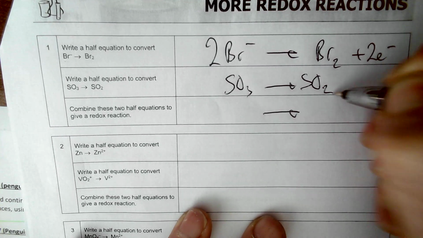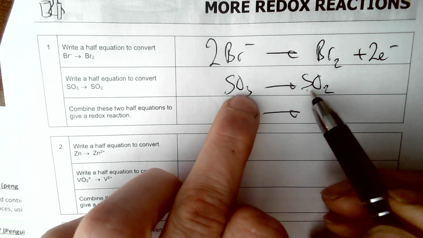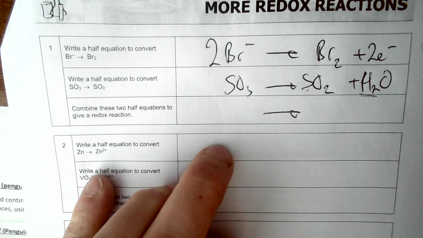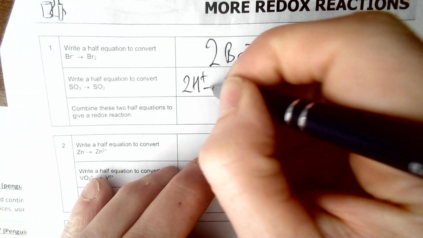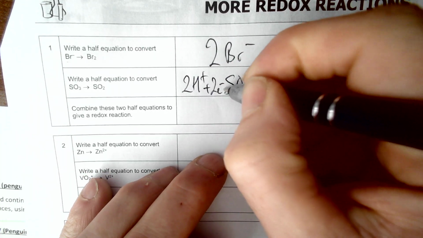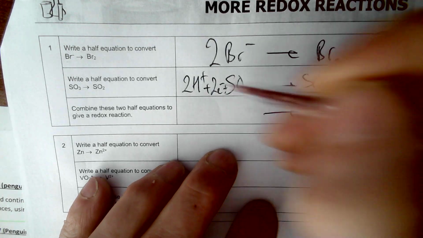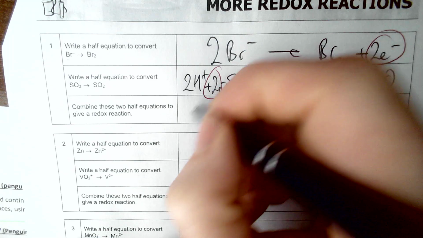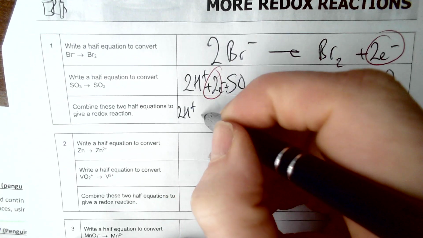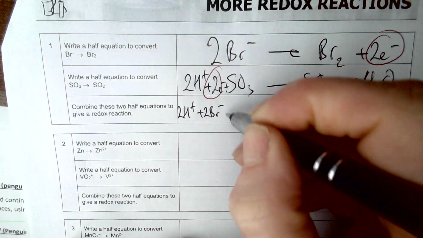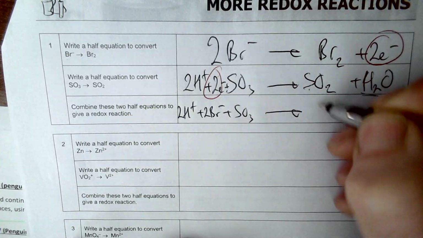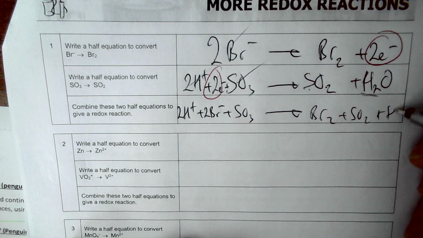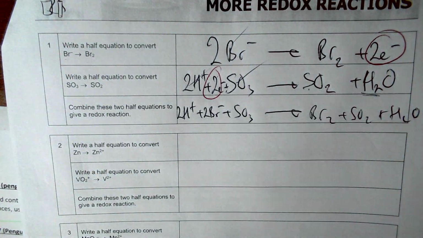SO3 into SO2. Sulfurs balance, oxygens don't, so I need to put a water on this side, H2O. Now I've got 2 hydrogens, so I'm going to put 2 H+, and that means I'm going to need 2 electrons on this side. Next bit, 2 electrons, they're already balanced. So the overall is 2H+ + 2Br- + SO3 makes Br2 + SO2 + H2O. That was straightforward, wasn't it?